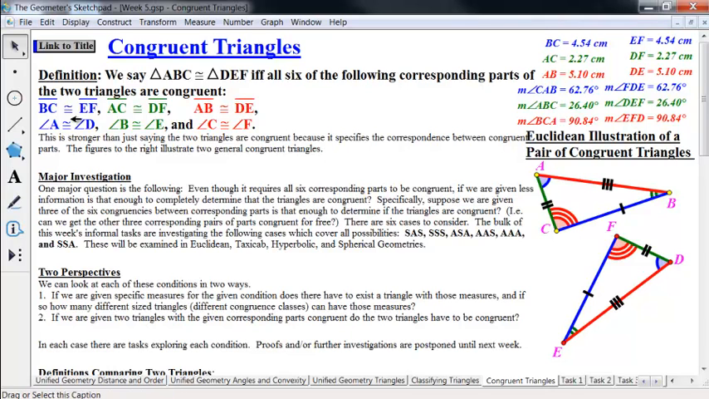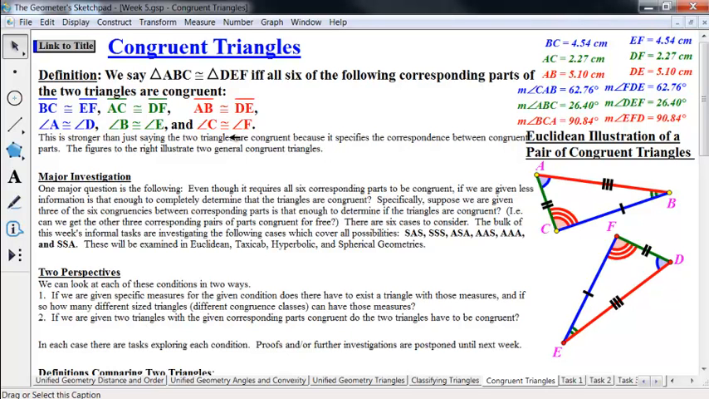In other words, if I'm given, for example, that BC is congruent to EF, and line segment AC is congruent to line segment DF, and line segment AB is congruent to DE, is that enough to conclude that we get these corresponding angles congruent down here? Or vice versa, if we get the three corresponding angles congruent, is that enough to conclude that the corresponding sides are congruent? Or some combination of sides and angles where we have three pieces of information.